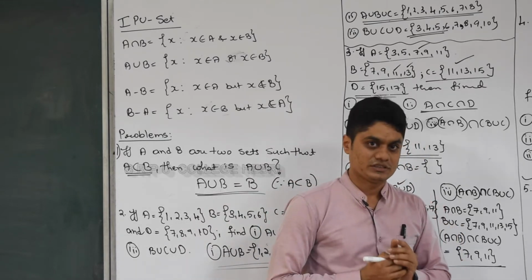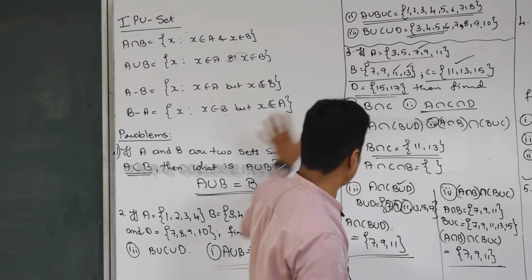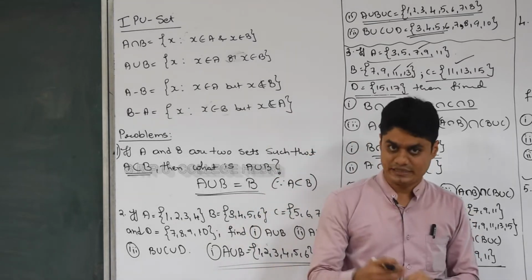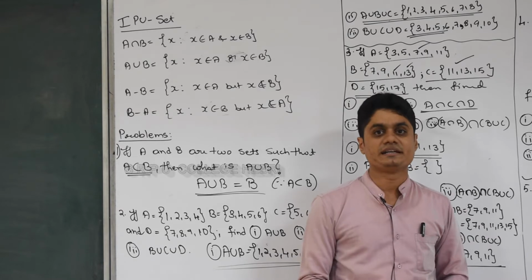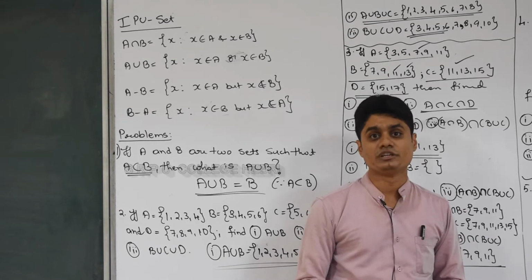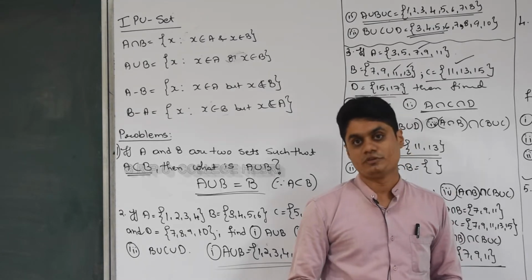Is it understood? These four problems are based on intersection as well as union. Very simple problems, and it will continue in the next questions also. You can understand immediately, in the first attempt only, if you concentrate properly when you watch the video. Remember that.